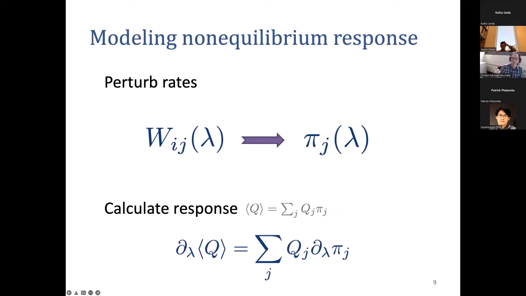What are the derivatives of averages? If I assume that the state space variables are independent of lambda, then in some sense this question amounts to understanding the response of just the steady state distribution. And maybe if we can get a handle on that, we can say something interesting.